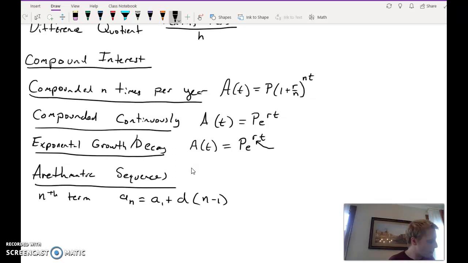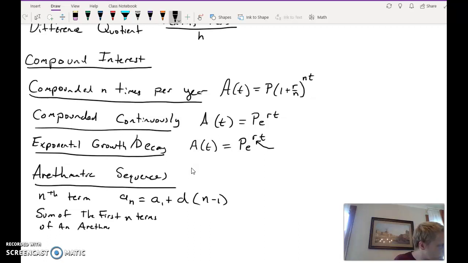To find the sum of the first n terms of an arithmetic sequence, we'll use the following. It will be n divided by 2, where n is the number of terms in our sequence, times the first term plus the last term.